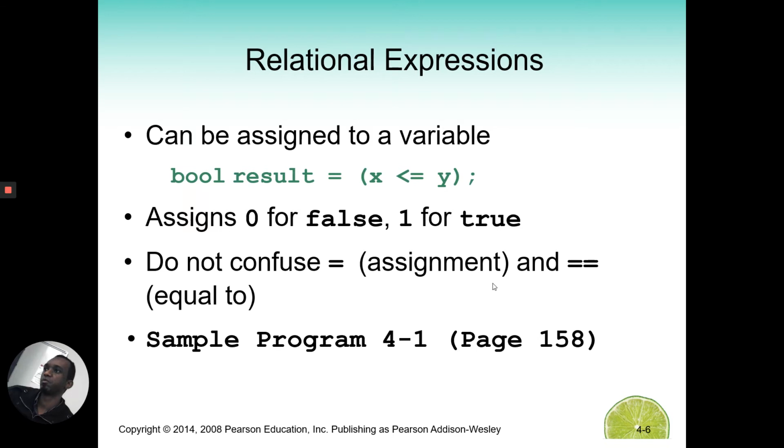The results can be assigned to variables. So boolResult equals x less than or equal to y assigns 0 for false and 1 for true. Do not confuse assignment with equal to. Assignment, as we discussed before, is one equal sign, and two equal signs represent equal to. One initializes something, assigning a value to the variable on the left, while the other says this is the exact value it equals. You can look at the examples on page 158.